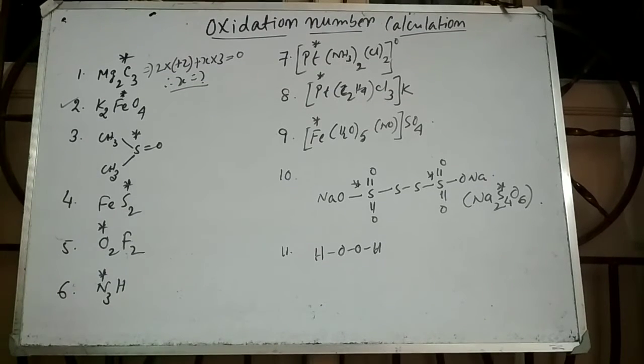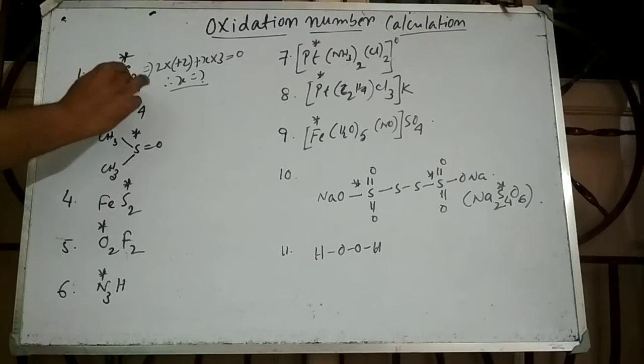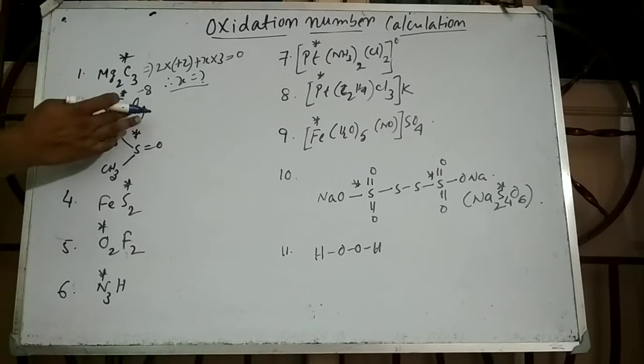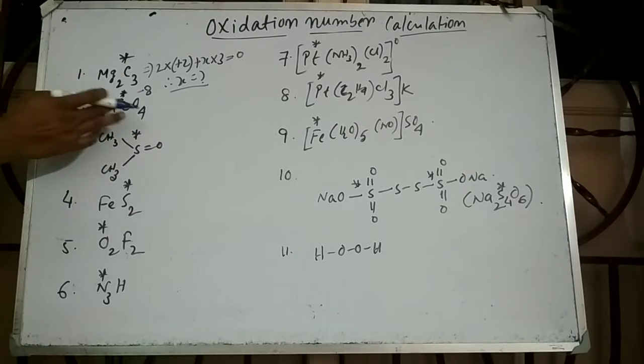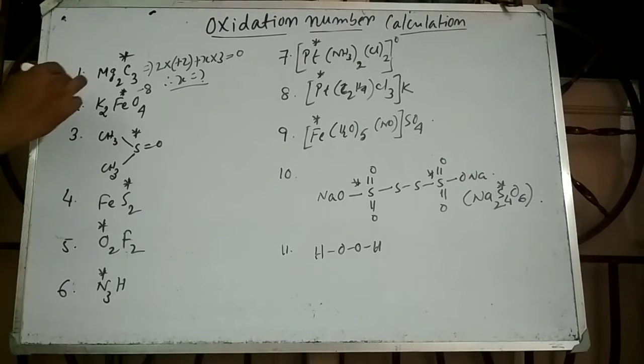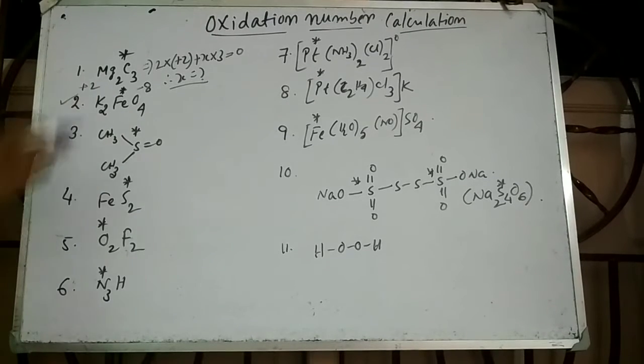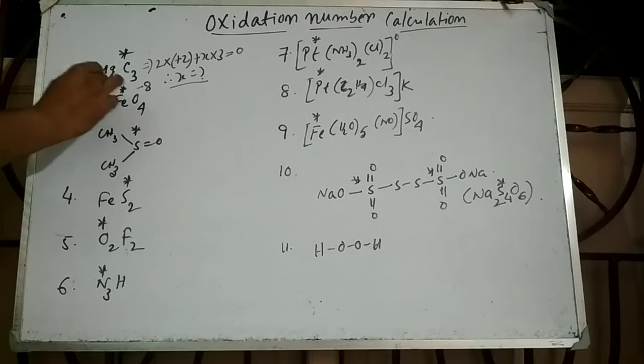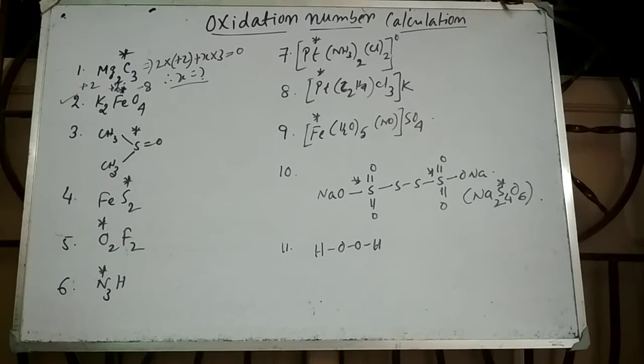Okay. Next, K2FeO4. We can calculate the oxidation number of Fe. Oxygen is minus 2, and the number of oxygen atoms is 4, so 4 into minus 2 equals minus 8. Potassium is plus 1, 2 into plus 1 is plus 2. So the summation is 0, and Fe is plus 6.